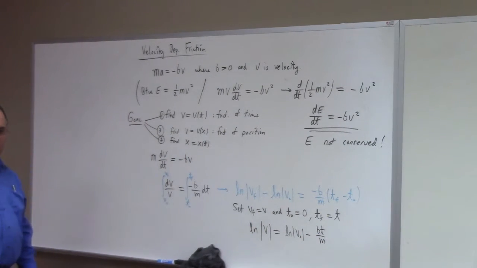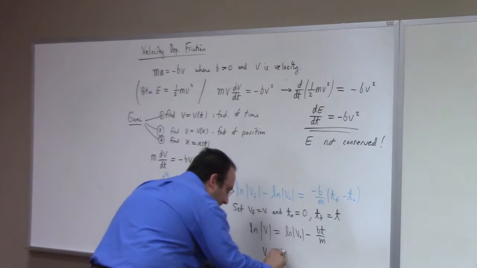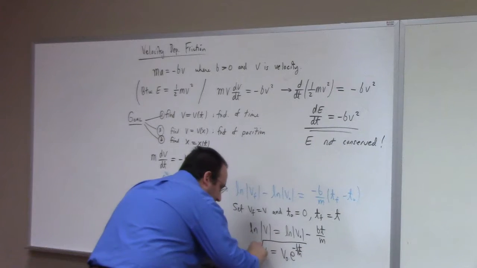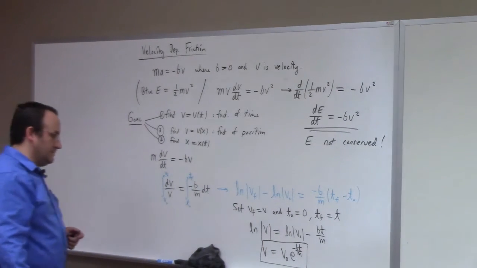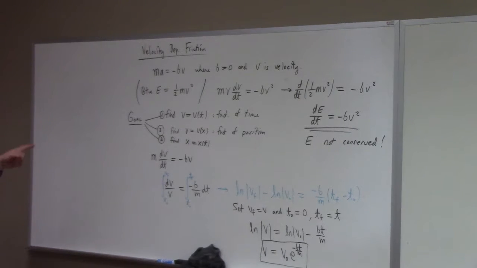And then exponentiate both sides, and what do we get? I suppose technically speaking, you get the absolute value of V is equal to the absolute value of V naught times e to the minus bt over m. But if you think about it, the sign of V has to match the sign of V naught, so you can drop the absolute values. Think about how the solution plays out. But there it is. That's the answer to 1.